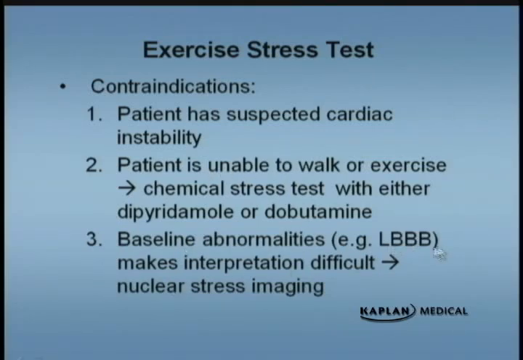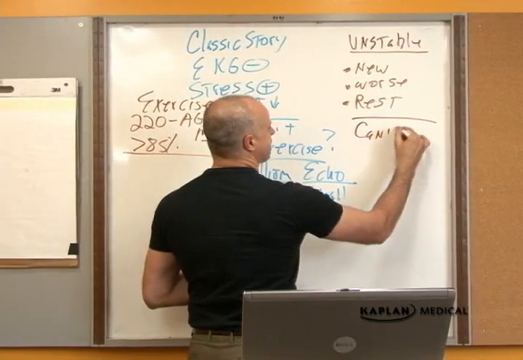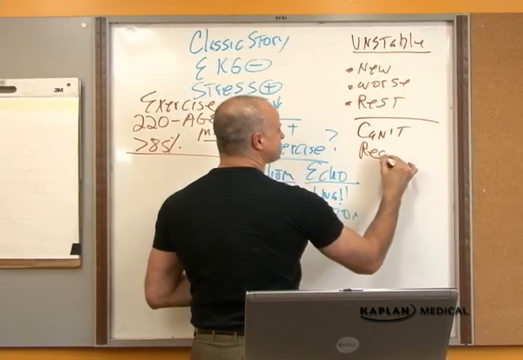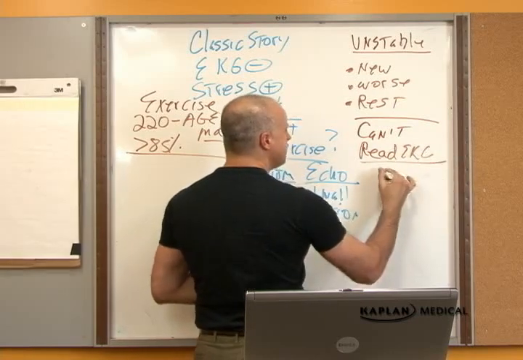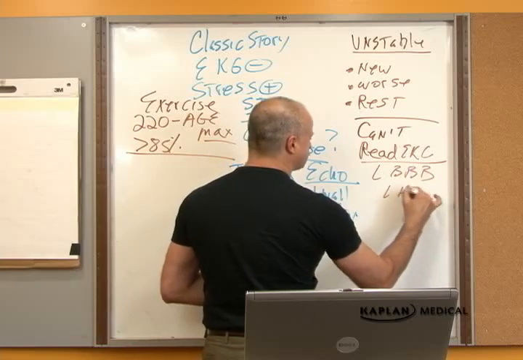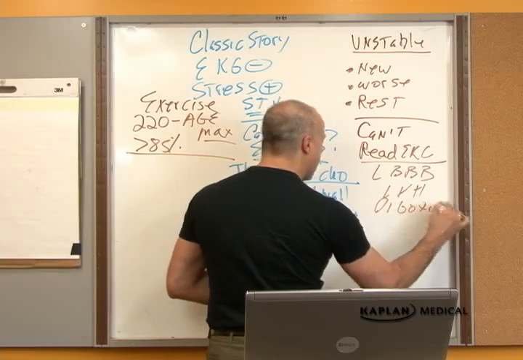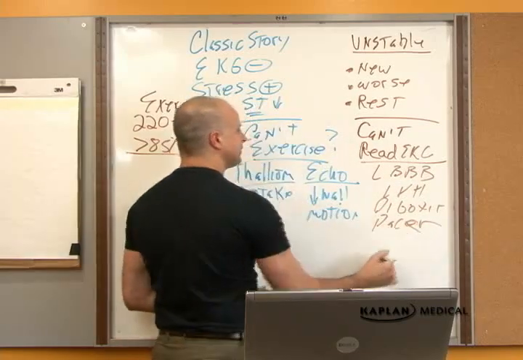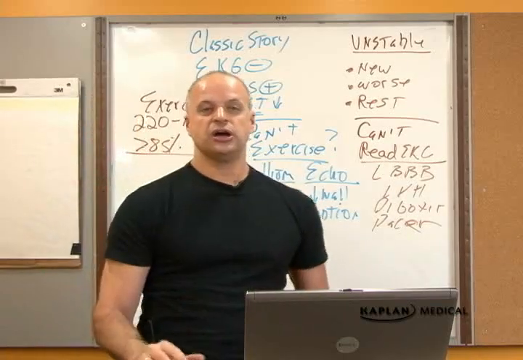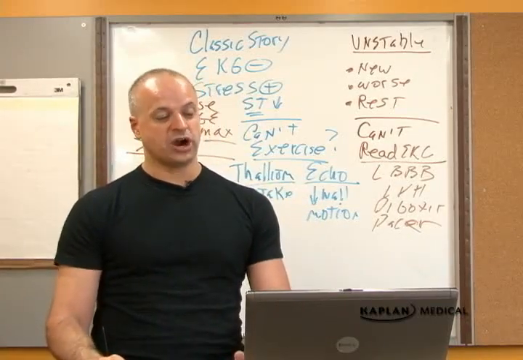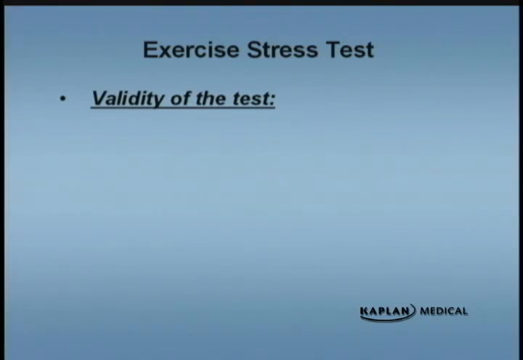If you have a baseline abnormality, a left bundle branch block, left ventricular hypertrophy, digoxin effect, a pacemaker in place, I can't read the EKG. If you can't read the EKG, you have to have an alternate way of imaging the heart, and that is to use thallium or echocardiography. The normal stress test is based on one, I can exercise.